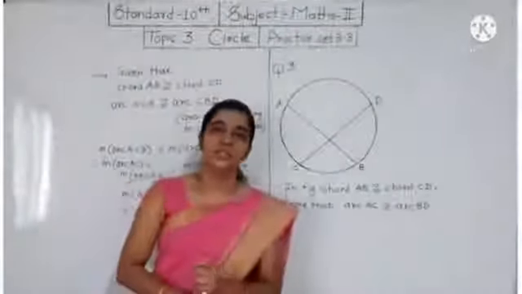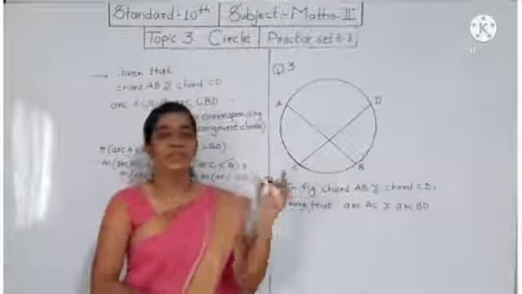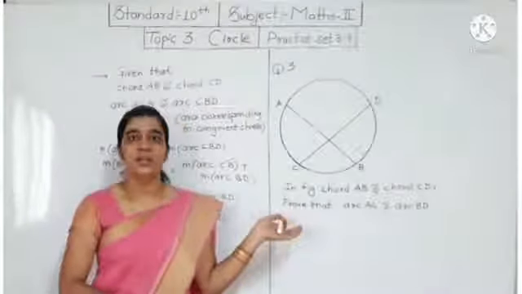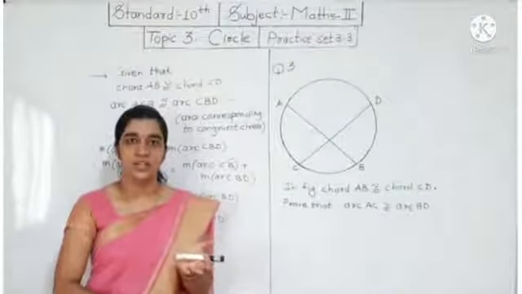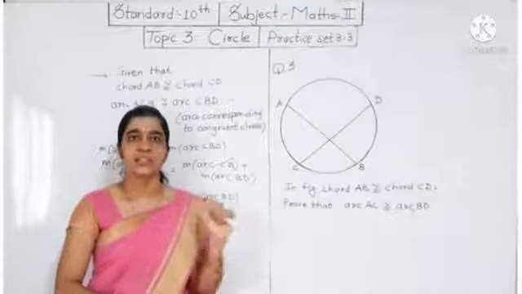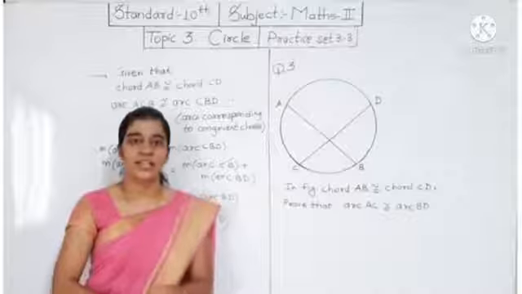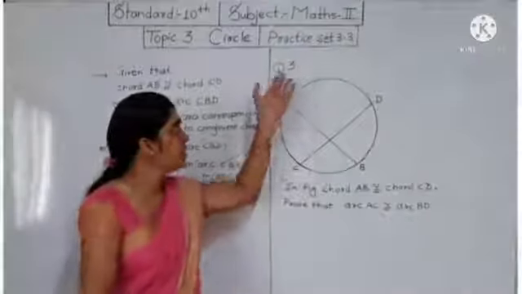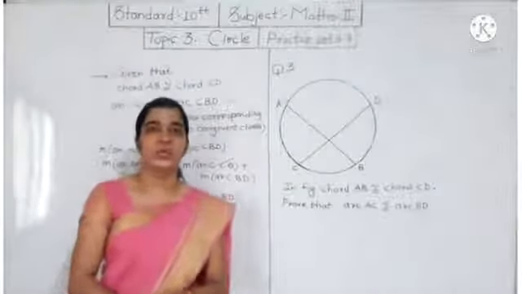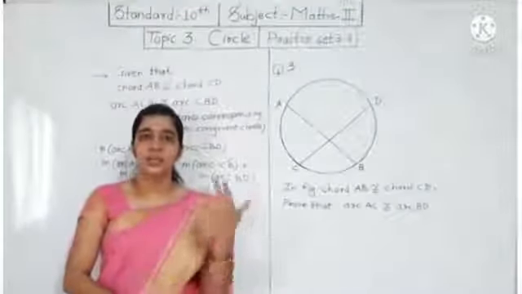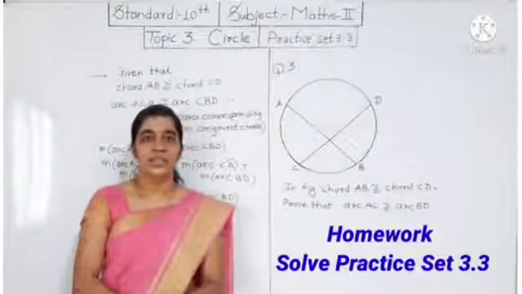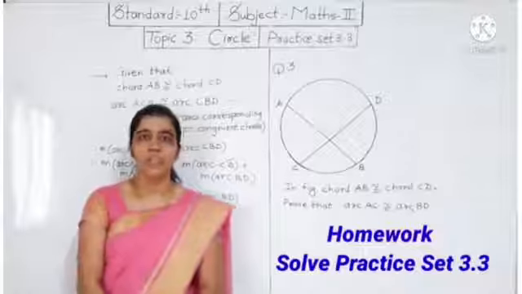So students, in this video we have seen what is meant by arc of a circle, then minor arc, major arc. Also we have seen what is meant by central angle, and we have seen practice set 3.3. So your today's homework is to write the two theorems and write practice set 3.3 in your notebook. Okay, see you in the next video.